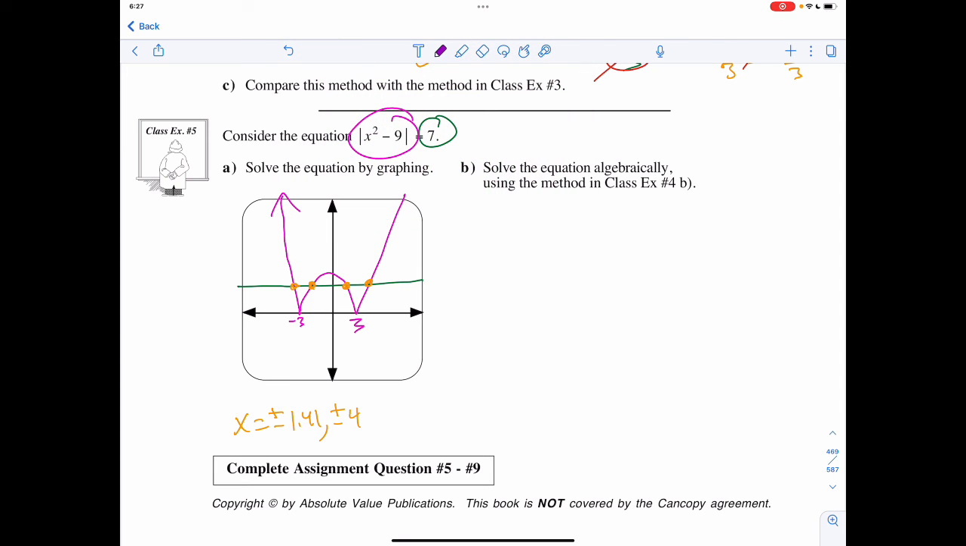If I use that same method that I did in the last case to solve for the possibilities, then I'm going to take the positive version of my absolute value and say that I have x squared minus 9 is equal to 7, which means that x squared is going to equal 16 when moved to the other side, and x would equal the positive or negative square root of 16, which is the same as positive or negative 4.